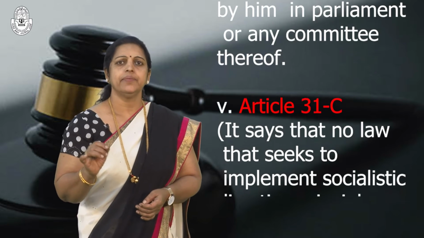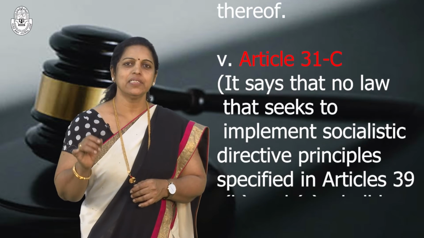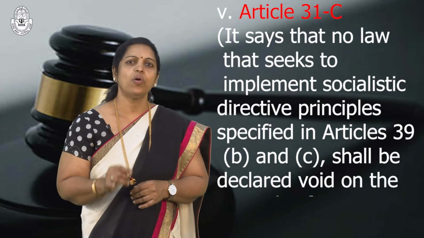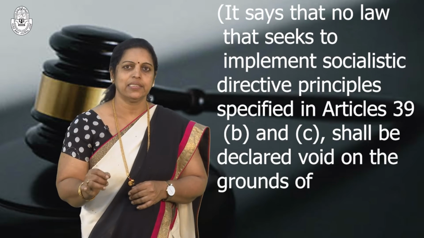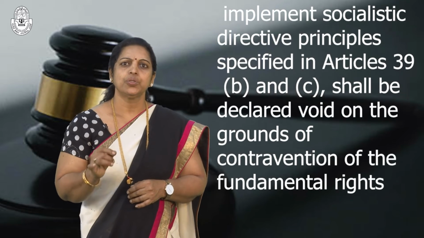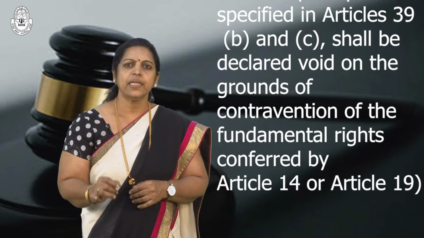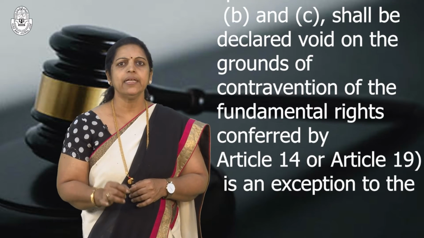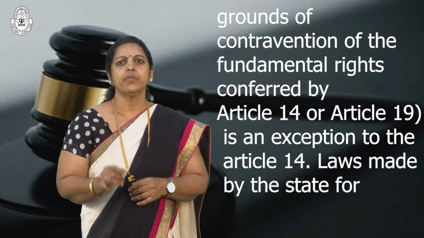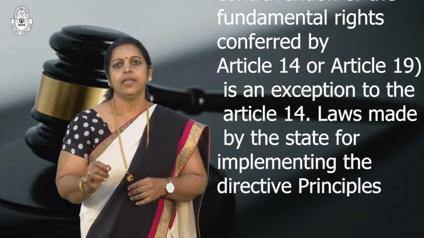Article 31C is an exception to Article 14. We should know what Article 31C says. It says, no law that seeks to implement socialistic directive principles specified in Article 39B and C shall be declared void on the grounds of contravention of the fundamental rights conferred by Article 14 and 19.